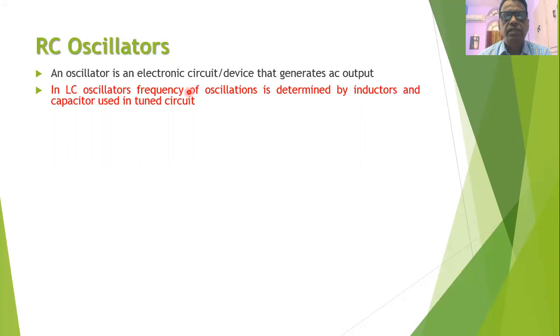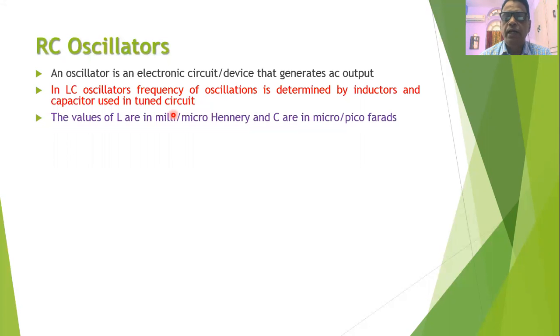Already we have seen LC oscillators. In LC oscillators, we have seen the Hartley oscillator and the Colpitts oscillator. In these oscillators, the frequency of oscillation is determined by the inductor and capacitor that are used in the feedback circuit, and this feedback circuit is a tuned circuit.